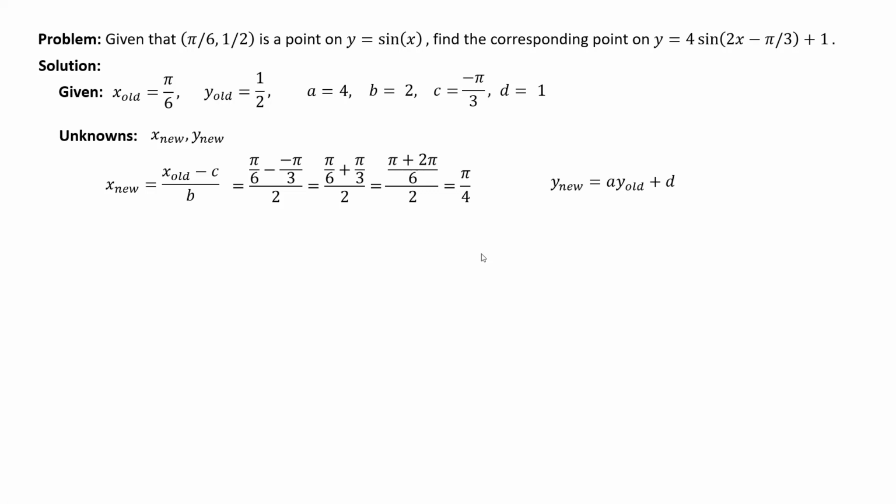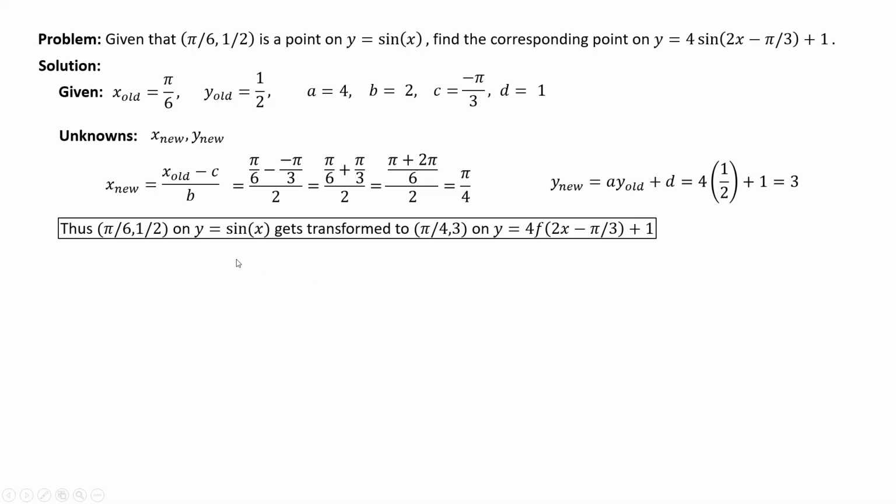And how about y new? The formula is a times y old plus d. A is 4, just plug and chug. A is 4, y old is 1/2, so we have 4 times 1/2, plus d, which is plus 1. 4 times 1/2 is 2, 2 plus 1 is 3. We are done. So the new point is (pi/4, 3).